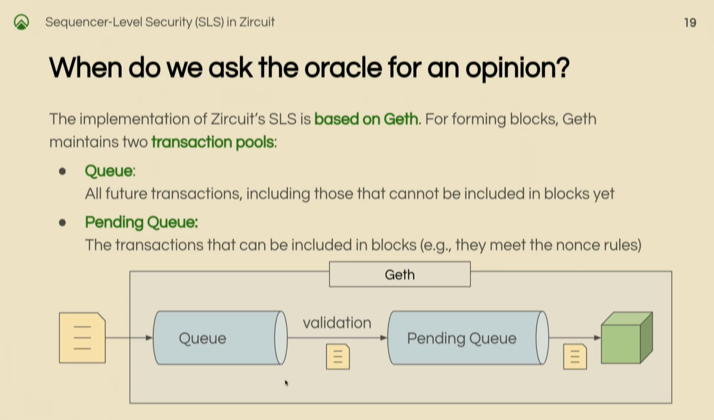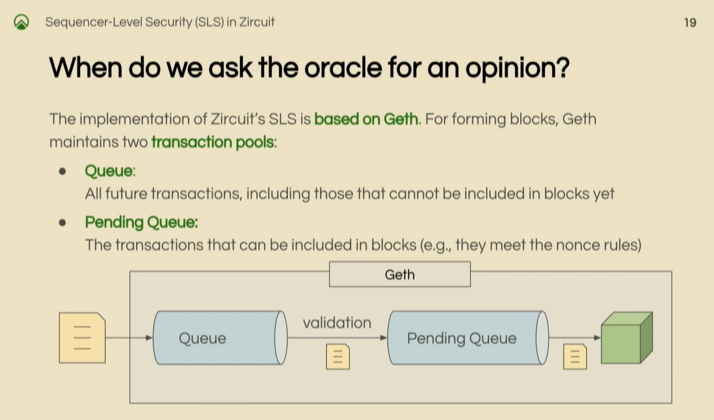So there is this validation happening, and the transactions that are validated and marked as ready to be included in the next block then make it into the other pool, which we call the pending queue. Okay? And then from the pending queue, Geth just selects the best transactions and forms the next block. So this is what happens in Geth.